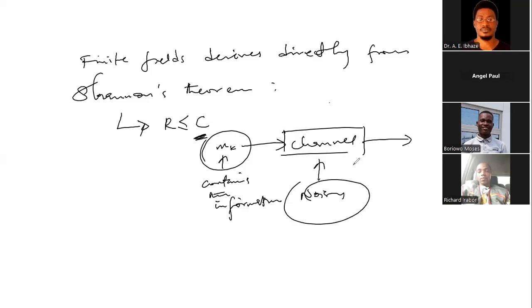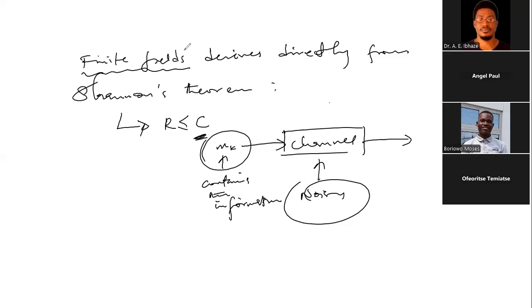Okay? So we now want to observe the finite fields as that technique that can be used to generate these codes, or design these codes, or develop these codes. Okay? Is that clear? Yes, sir.